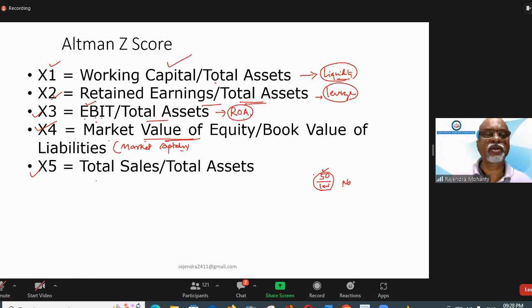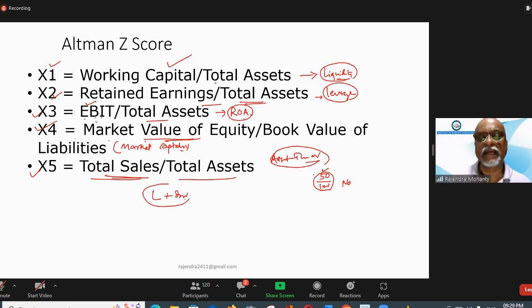And the X5 is your total sales to total assets. So basically, this indicates your asset turnover. Total sales means what? What is the bank's sales? Which figure will you take? Loans and advances. Very good. Loans and advances and investment also. So basically loans and advances plus investment are our sales.